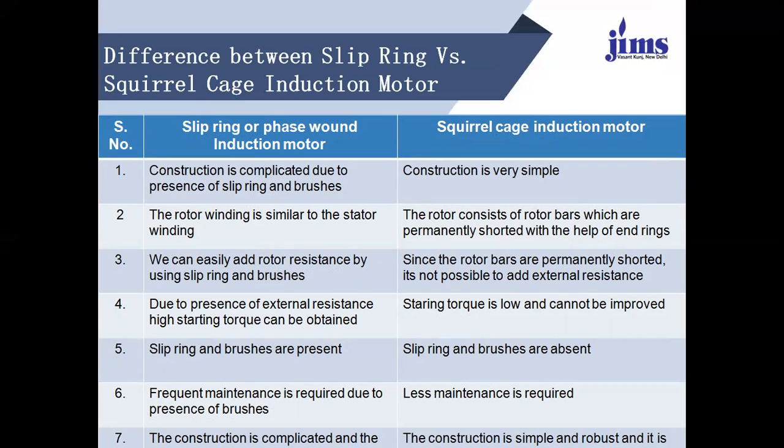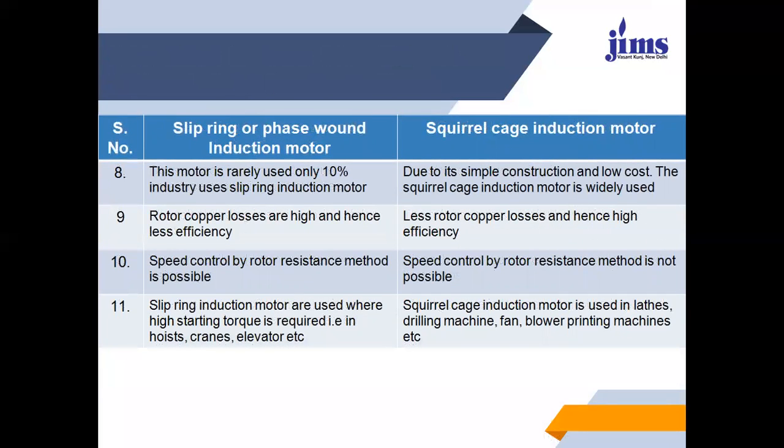Slip rings and brushes are present in case of the slip ring motor. Slip rings and brushes are absent in case of the squirrel cage. Frequent maintenance is required due to the presence of brushes, but in case of the squirrel cage, less maintenance is required. The construction is complicated in case of the slip ring, but the construction is simple and robust in case of the squirrel cage induction motor. The slip ring motor is rarely used; only 10% of industry uses the slip ring type induction motor. Due to its simple construction and low cost, the squirrel cage induction motor is widely used in industry.